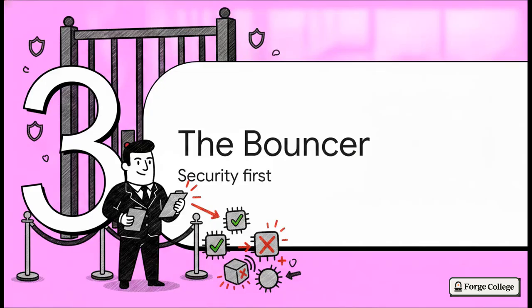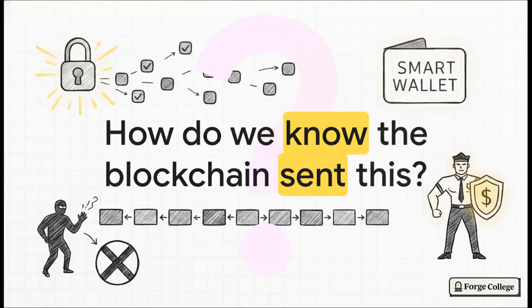Which brings us to section 3, the bouncer. Okay, so our server doors are open to the internet via that ngrok tunnel. But now we have a bit of a problem. How do we actually know the blockchain sent a specific payload? Because if anyone on the open internet can hit our public URL, what's stopping some random malicious actor from firing off fake transaction data, like pretending they just deposited $1 million USDC into their smart wallet? If we blindly accept that data, our application is instantly compromised.